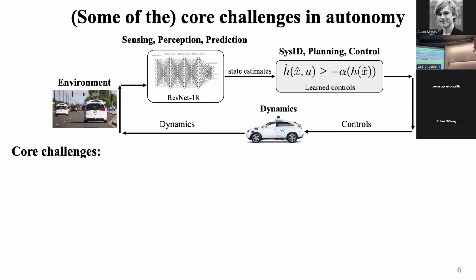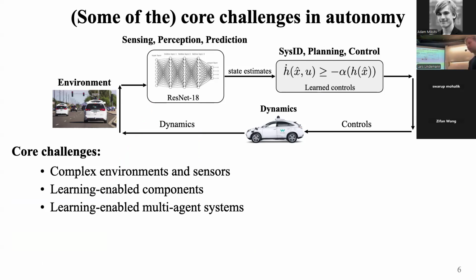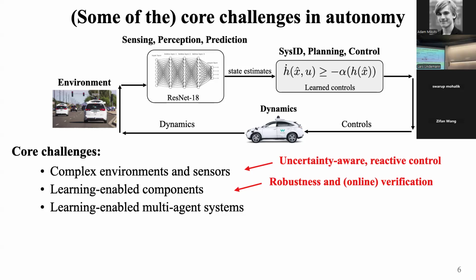So there are many core challenges in these learning-enabled feedback loops where we have learning components potentially in there. Some of those that I focus on are, for instance, the complex environment and the potentially high-dimensional sensors. And what we really need there are uncertainty-aware and reactive control methods. Another thing are the learning components itself. We want to train them robustly, and more importantly, and we'll see this today, we want to verify them online. So we want to, in a fast way, assess, is the information that we're getting good or bad? And I want to look at learning-enabled multi-agent systems, so networks of learning-enabled systems, so to speak.